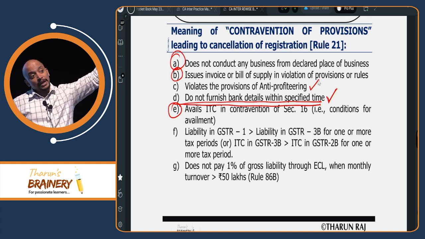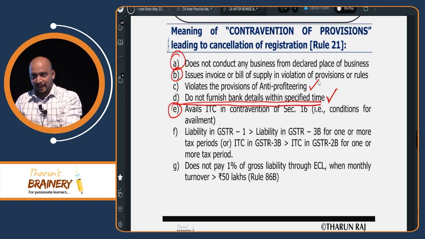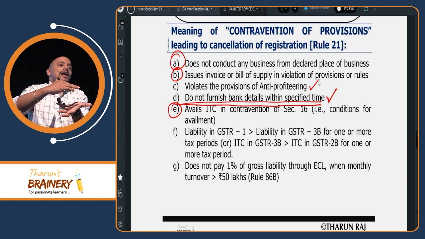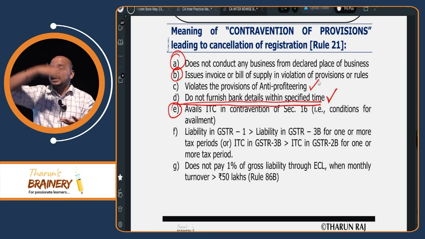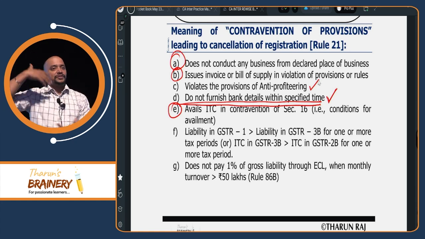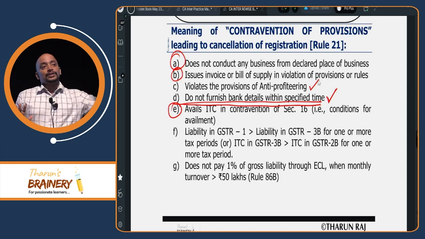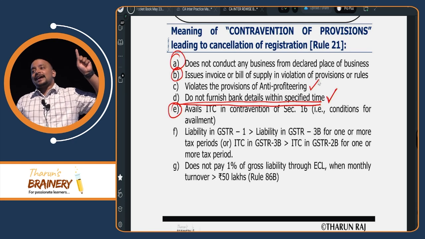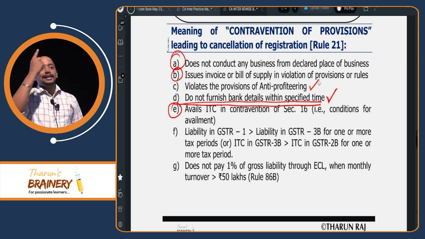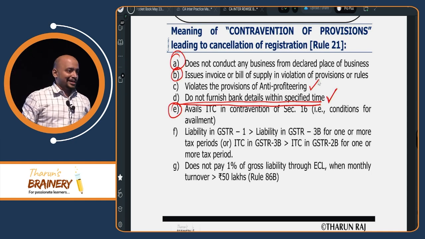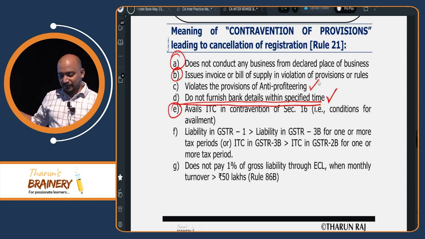Means previously 12% rate of GST, whatever was the price, now under 5% also I made the same price, because of which what will happen to my profit? My profit will increase. Suppose if my profit increases, is it genuine or not genuine? Not genuine. So then there is one authority called as anti-profiteering authority. That anti-profiteering authority will pass an order. If I violate that order, then also it will lead to cancellation of registration.